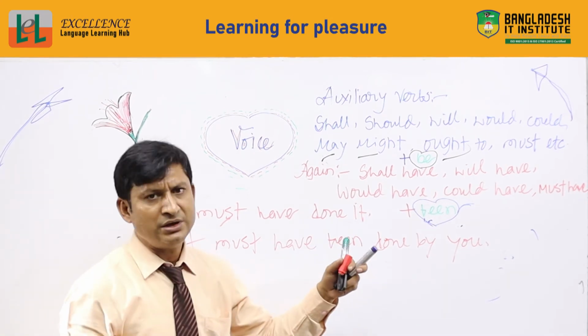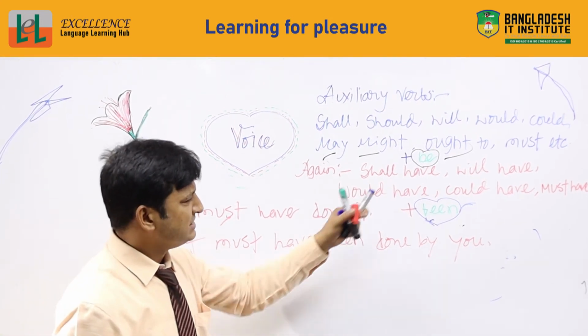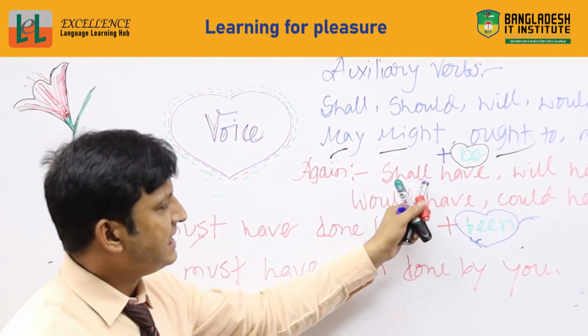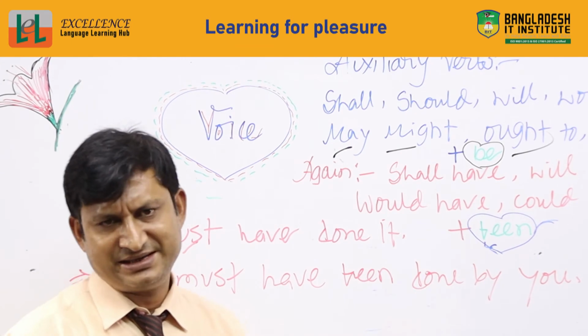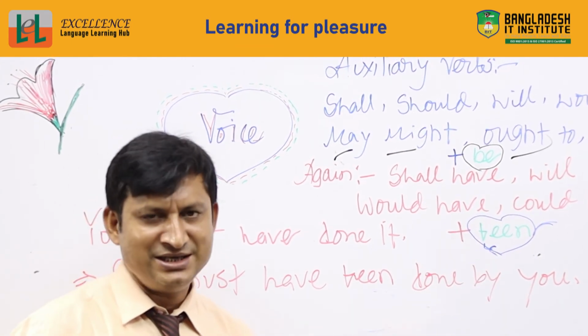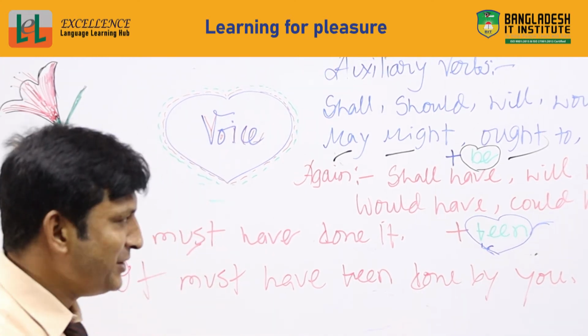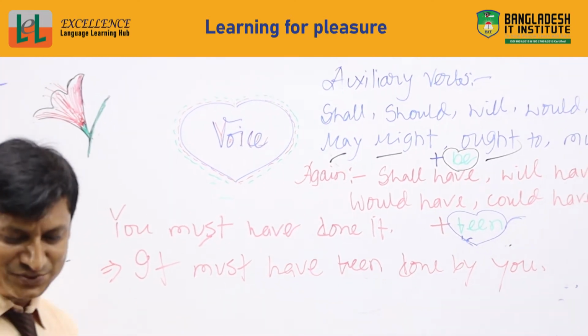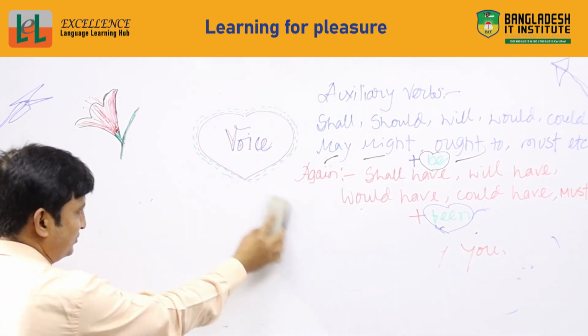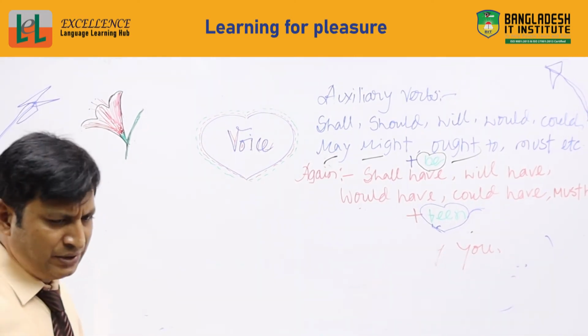Okay, so all sorts of simple auxiliary verbs, that is shall, should, will, would, could, may, might, ought to, or must, etc., we just use be to make it passive. And for shall have, will have, would have, could have, must have, we will just use been in passive voice, right? So thank you very much. I hope you understood. Anyway, as this is a recorded class, I couldn't give you any example for doing, so there is no exercise, but we could try that.